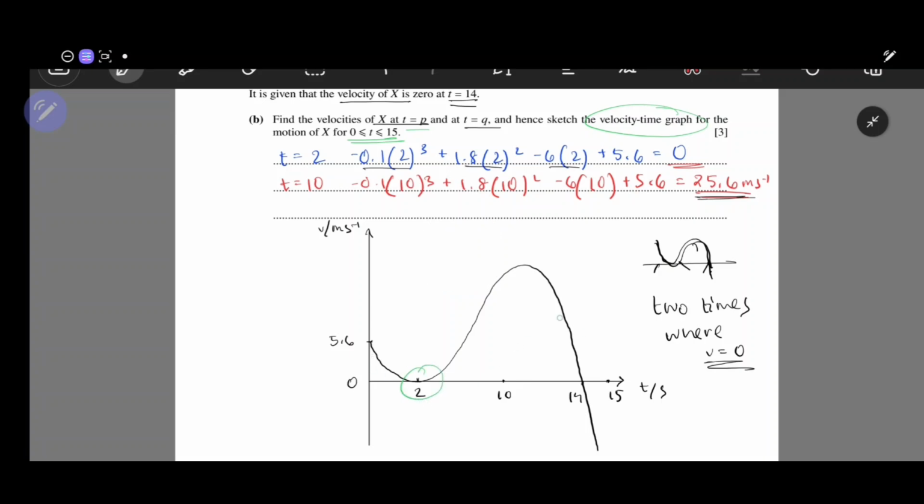Since we know that at t equals 10, the velocity increases, because let's say 14 was the repeated root, then the graph would be something like this. But we know the velocity is positive at 10, whereas this one was negative. So this graph was wrong. 2 was the repeated root, not 14. Not 14. Moving on.